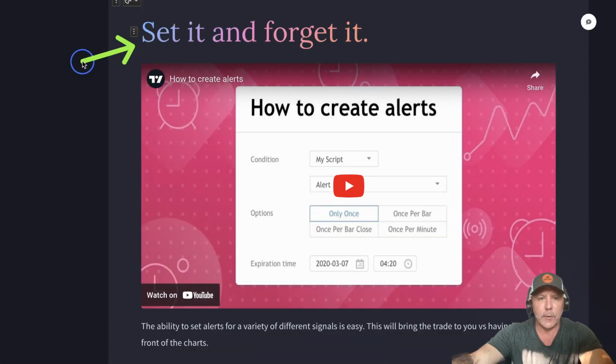Set it and forget it. So again, this is TradingView. This is a short video, but when I say set it and forget it, those are the alerts that I was talking about that you can set, and they can come directly to your desktop and or your mobile phone.